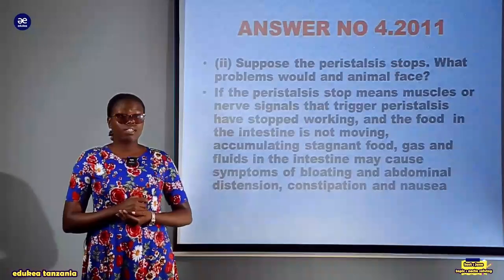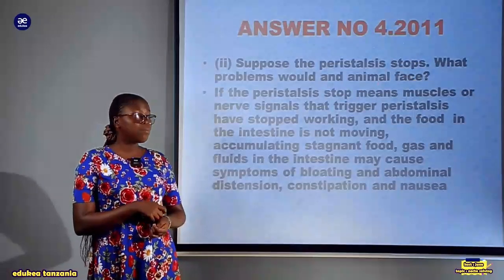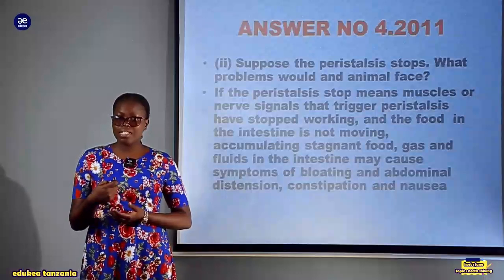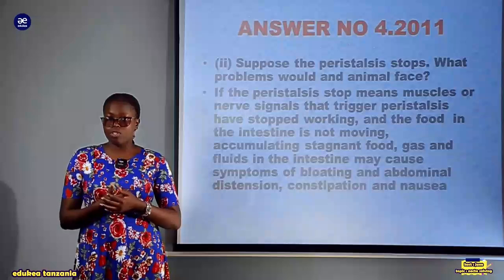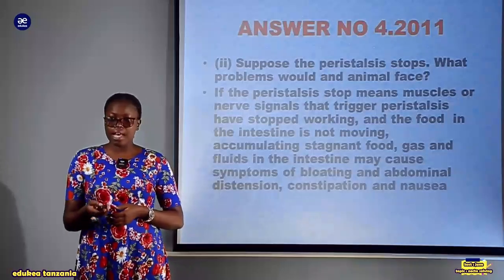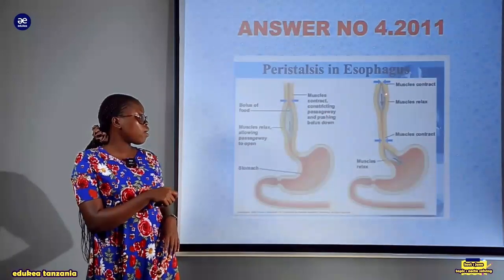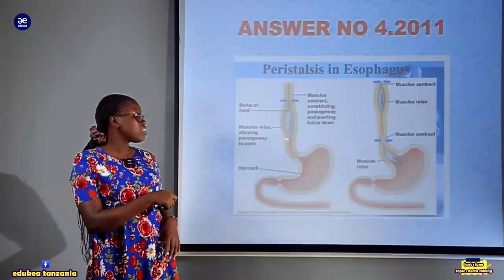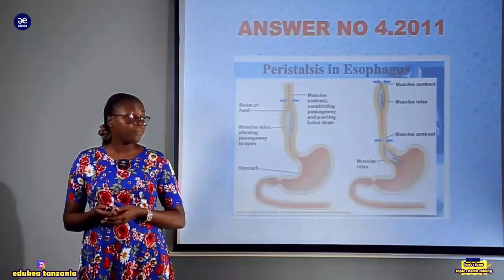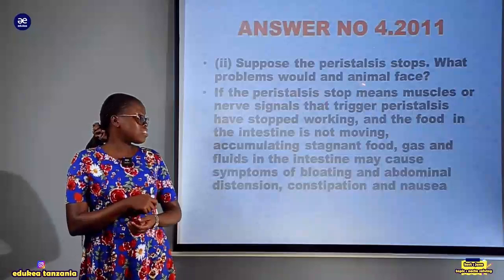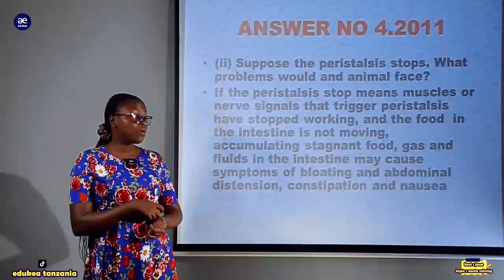And another question ni kwamba suppose the peristalsis stop, what problem would an animal face? Tumeona kwamba the peristalsis ndio kile kitendo cha food kuweza kumove along the esophagus by creating this wave-like motion. Kwa kitu gani kitakachotokea in case kama this peristalsis imestop, kwamba chakula umekichukua umekimeza kikaingia directly bila this peristalsis, what will happen? So if the peristalsis stop, means muscles on have signal that trigger the peristalsis have stopped working.